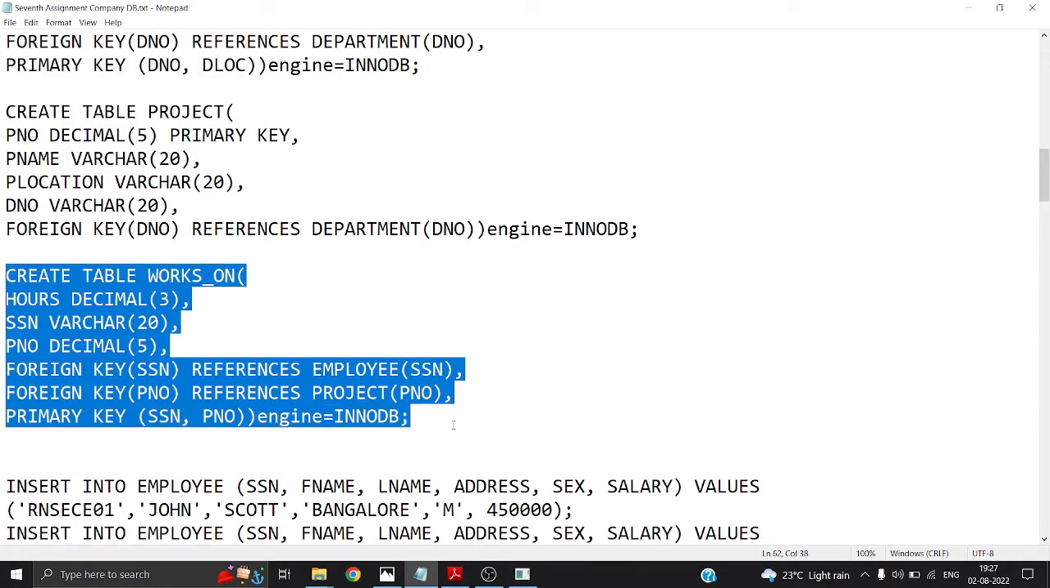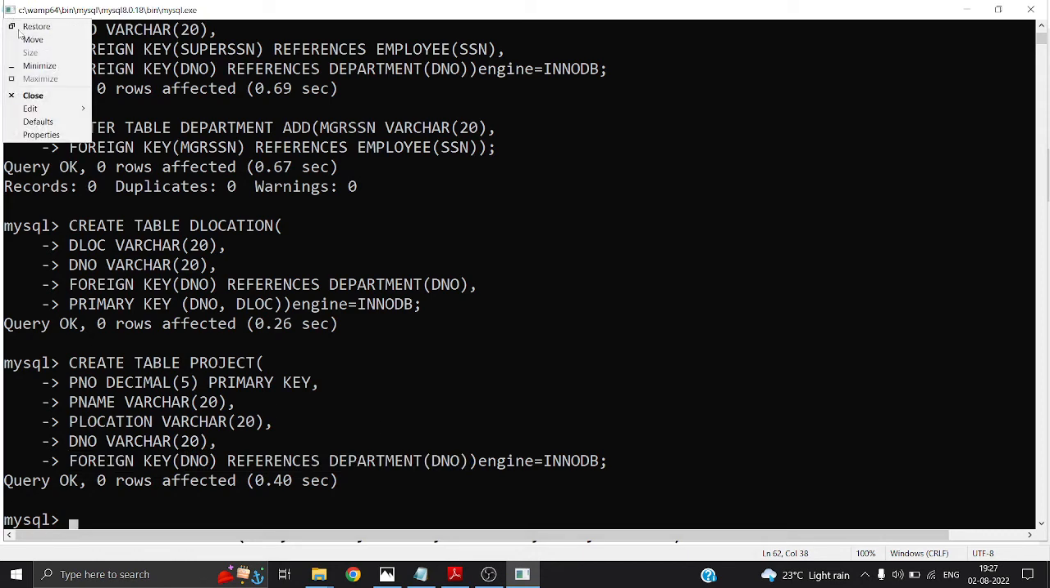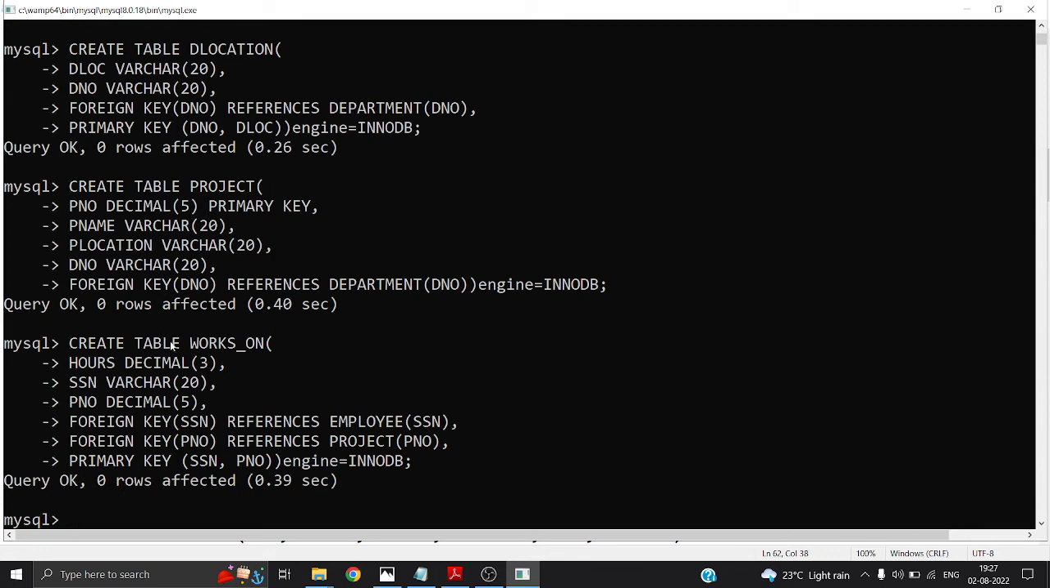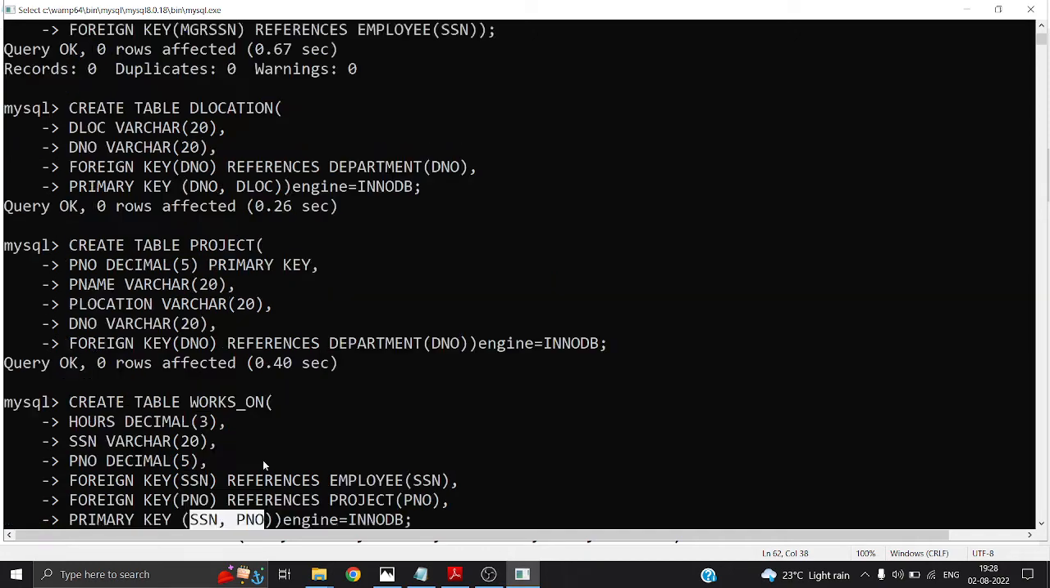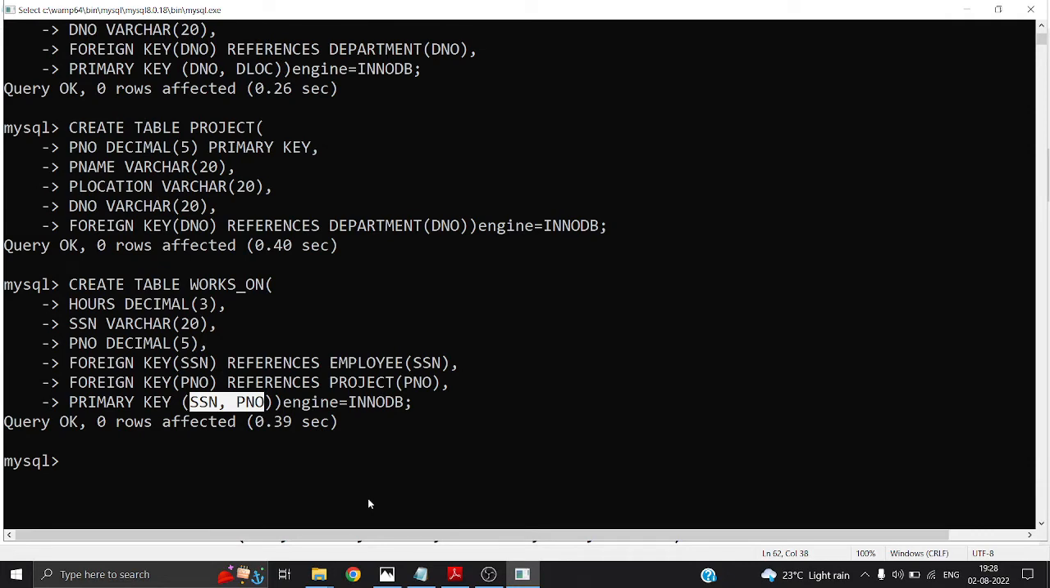In the work zone table, again we have two foreign keys in that particular table. I have added SSN and project number, these two, as the foreign keys. Along with that, SSN and project number together I made as the primary key, so that these two columns together help us in identifying the records uniquely, and because of that we call this the composite key. Okay, so now we have created all 5 tables successfully by understanding the idea behind that.